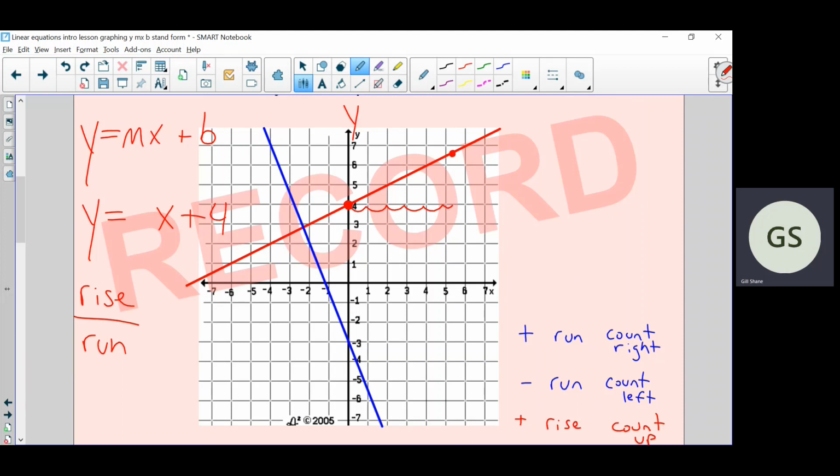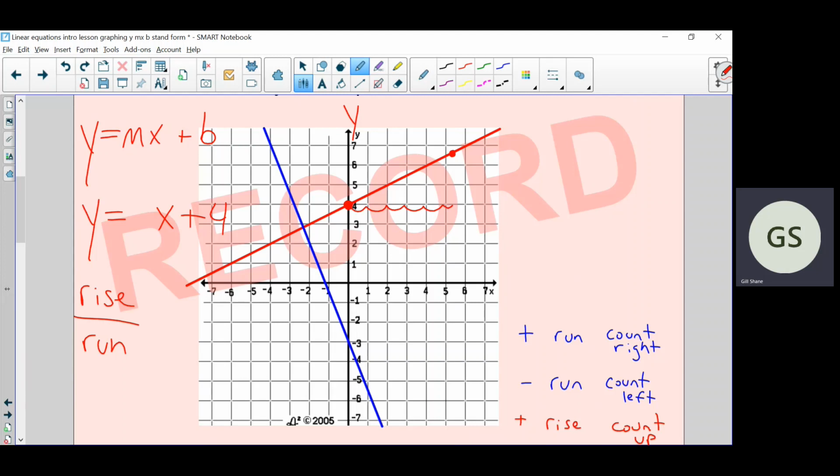How do we know? We don't know. There is no way you can tell me what the x value is for that point. It's in the middle of two integers. We don't want to pick a point in the middle.